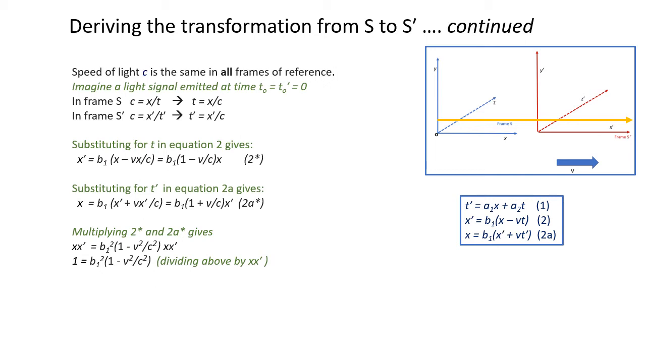Divide both sides by x. This gives us 1 equals b1 squared into 1 minus v squared over c squared. So this then comes out that b1 is equal to 1 over the square root of 1 minus v squared over c squared, a number we call the Lorentz factor, which is usually given the letter gamma.